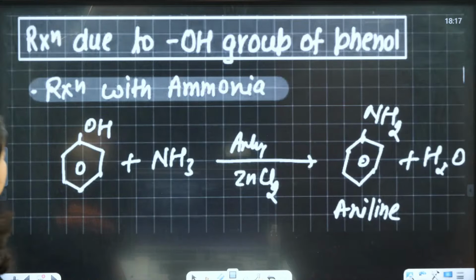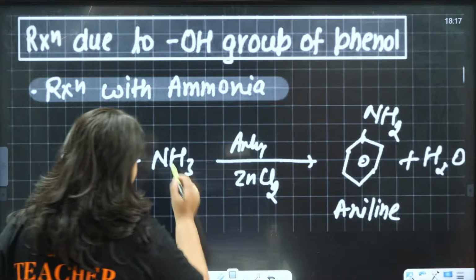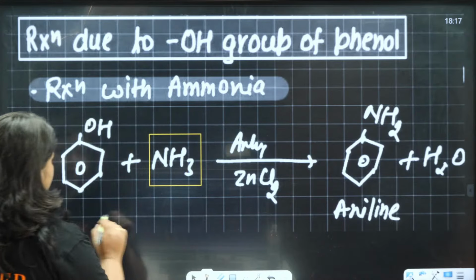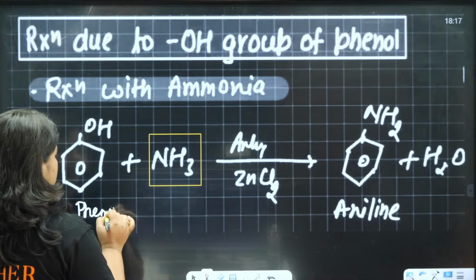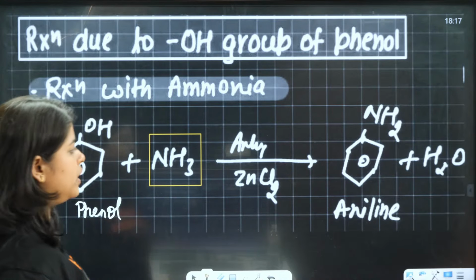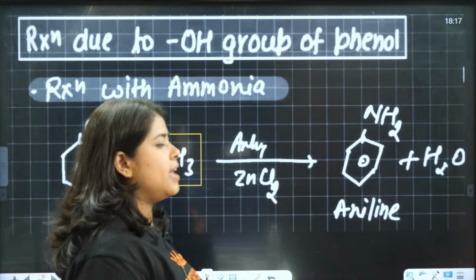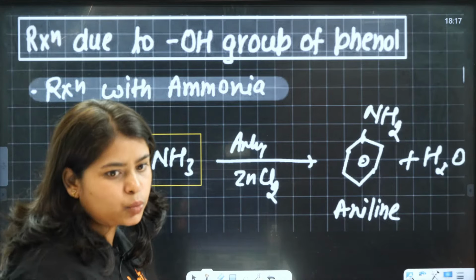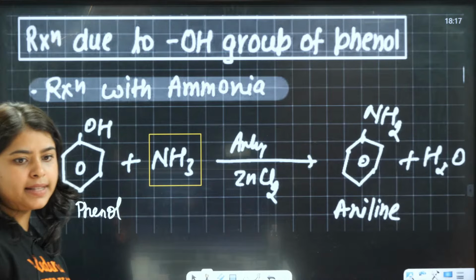Okay, reaction due to the OH group of a phenol. Directly ammonia is reacted here. NH3 and phenol are reacted, then with anhydrous ZnCl2 we are going to get aniline plus H2O. Clear? Plus H2O.